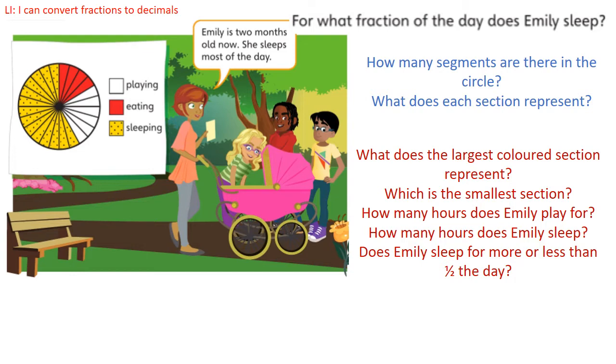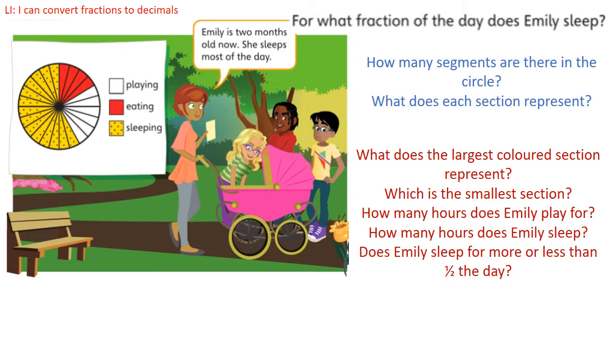Now, each of the sections in this pie chart represents 1 hour. So in total, obviously, for a whole day, there are 24 hours in a day. So there are 24 sections. The question is asking us, what fraction of the day does Emily sleep?